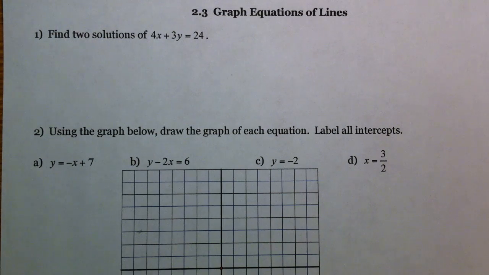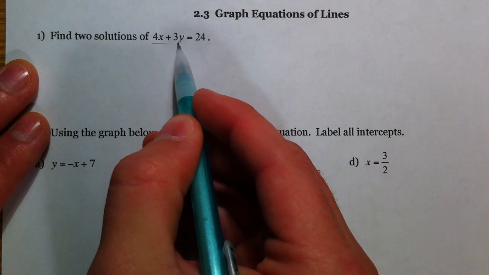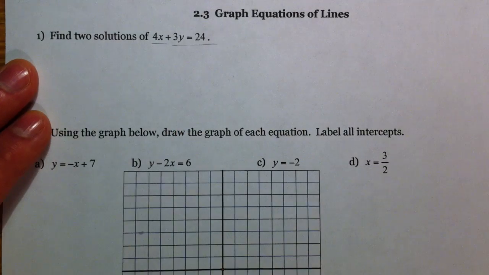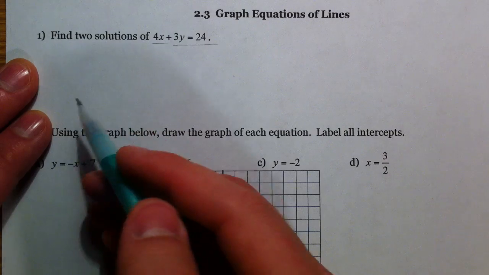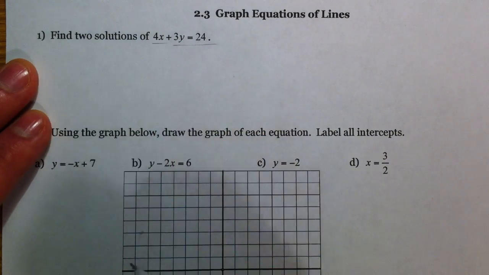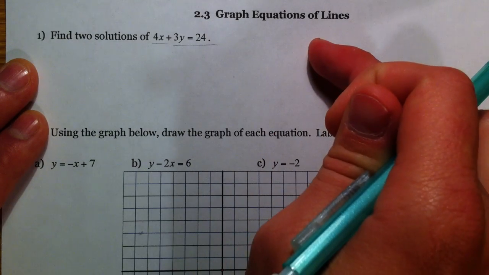Alright, first up we're going to graph some lines. But before we graph a line, we have to realize that we've got a linear equation, 4x plus 3y equals 24, and that there are infinite solutions to that. Every point on the line, when we draw a line, every point on that line is a solution.